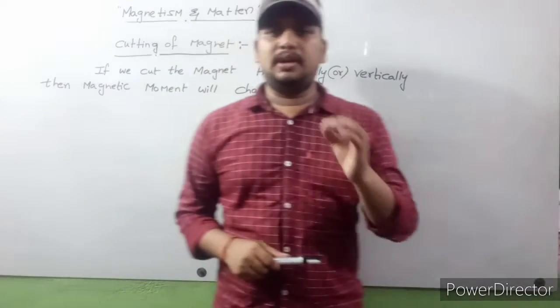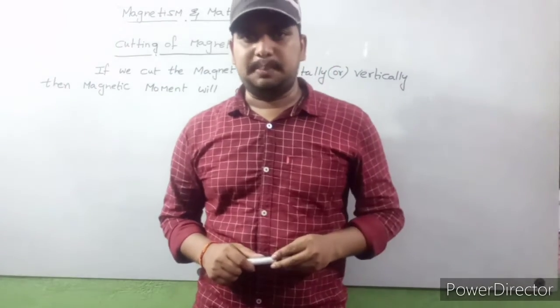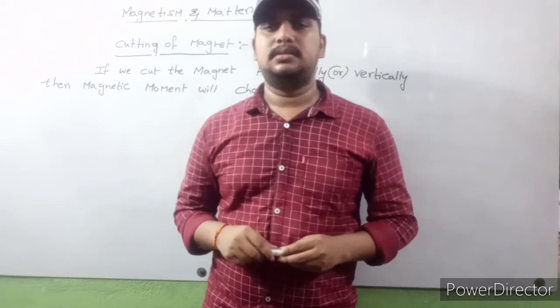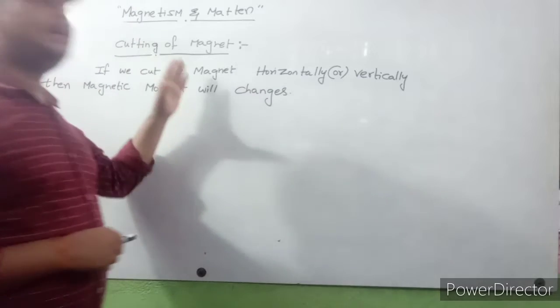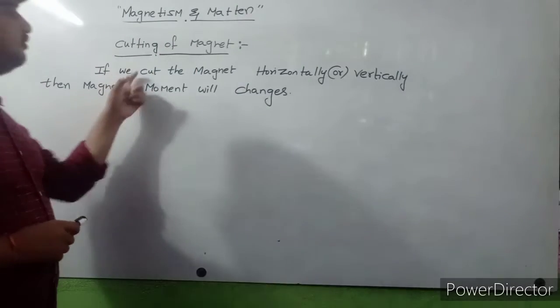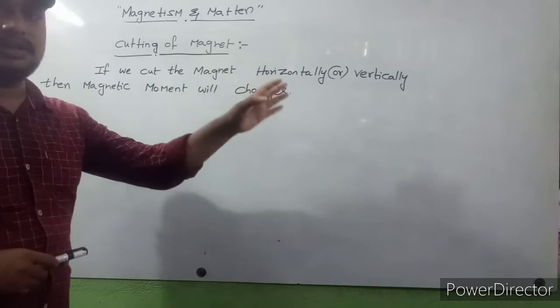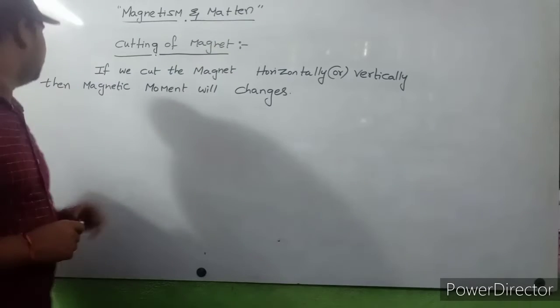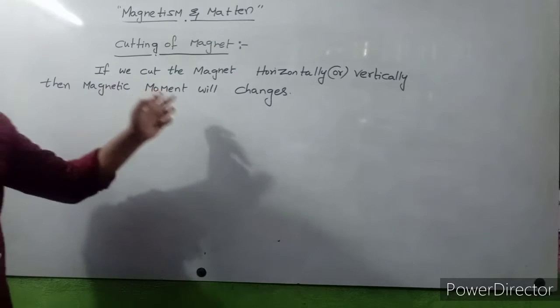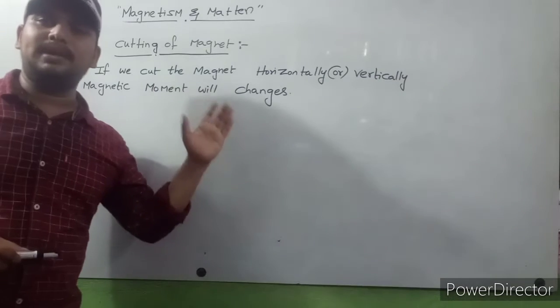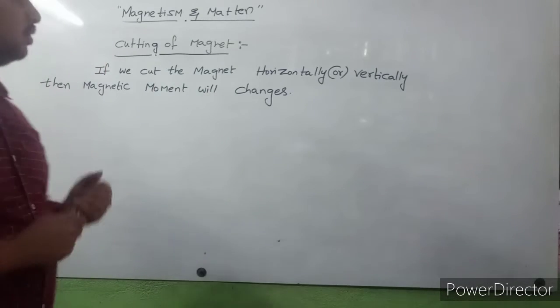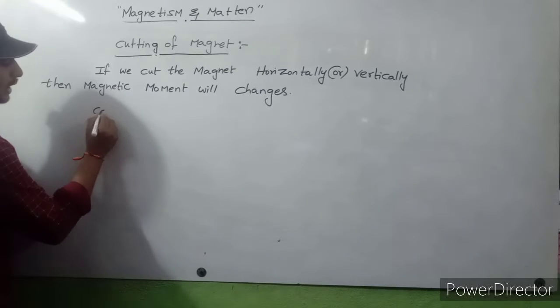Well, continuing my lecture on the chapter magnetism and matter, now I am going to discuss cutting of a magnet. If we cut the magnet horizontally or vertically, then the magnetic moment must change. Definitely the magnetic moment will change. So here we have two cases.